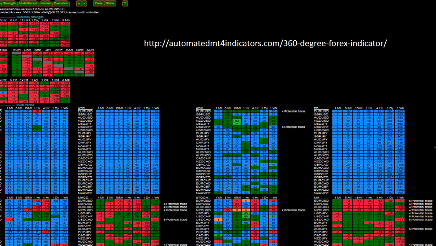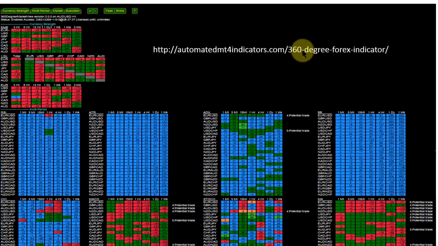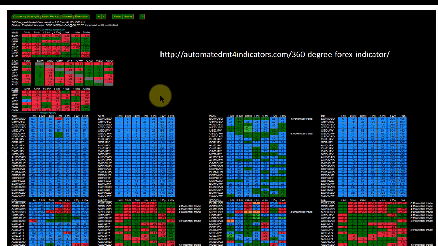So on your screen you can see the 360 degree Forex indicator that we've upgraded just recently, and it really gives you a view of the whole market based on a number of indicators, a whole host of indicators. You can see there how every single currency compares on every single time frame for most of the major indicators. And you can also see the relative strength of each currency. So it is really a 360 degree indicator in that you can see the whole market in one go.